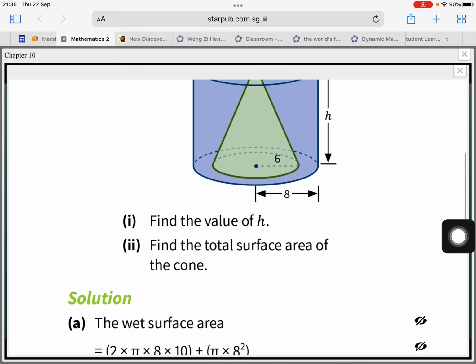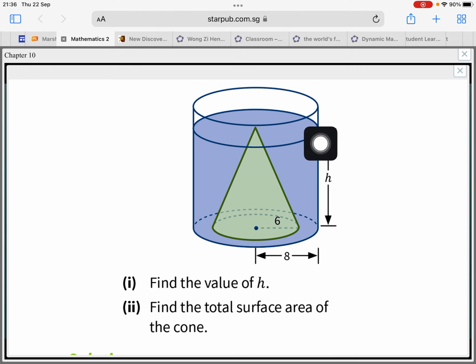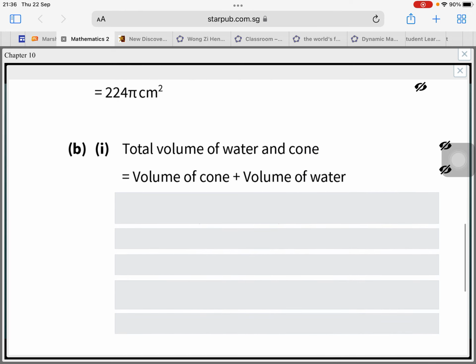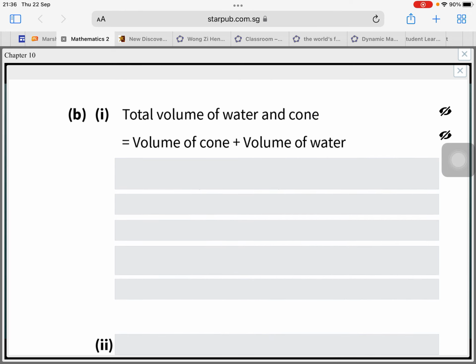This h, wow, that's not so straightforward to find. A few things you need to take note of. Previously it was at 10 cm. Some of you might think, oh, the depth is 10 cm, so h must be 10. But remember previously this cone was not added in yet. Once you add in this cone, the height actually increases. So over here we begin with the total volume of water and cone, just cone plus water.